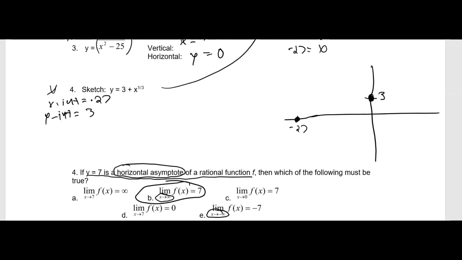Our next step, figure out what our critical points are. So we take our derivative. That would give us 1/3 x to the -2/3. Set that equal to 0. Simplify this. So you'll have your 1/3. The negative exponent tells us to put it into our denominator. And then this would be the cube root of x squared.